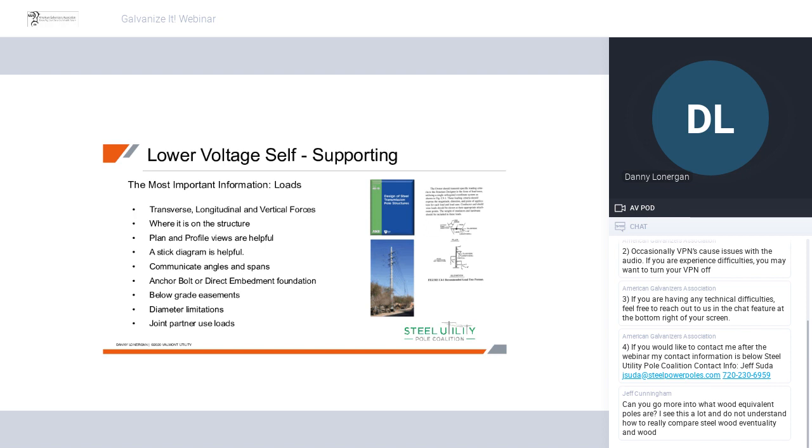Often the loads evolve, especially if you're talking about a dead end. So if you get above a certain low-degree angle, you're almost always going to be in a custom space. So the requirements to, quote unquote, design that structure are no different than that 120-foot 345K structure or whatever else we may be doing in a custom space.